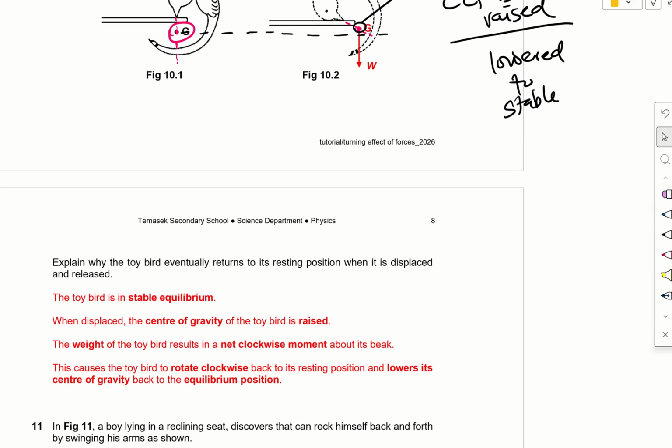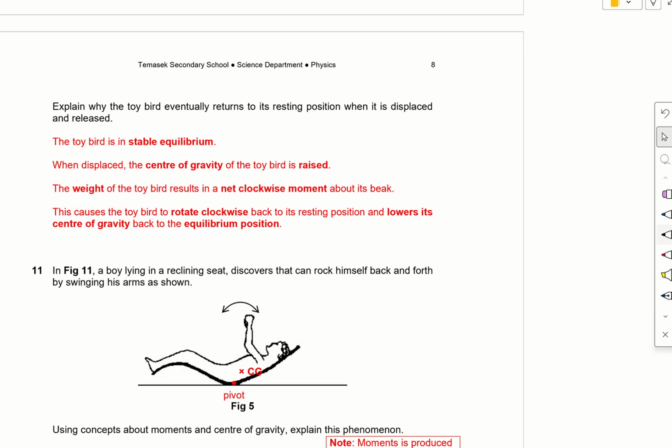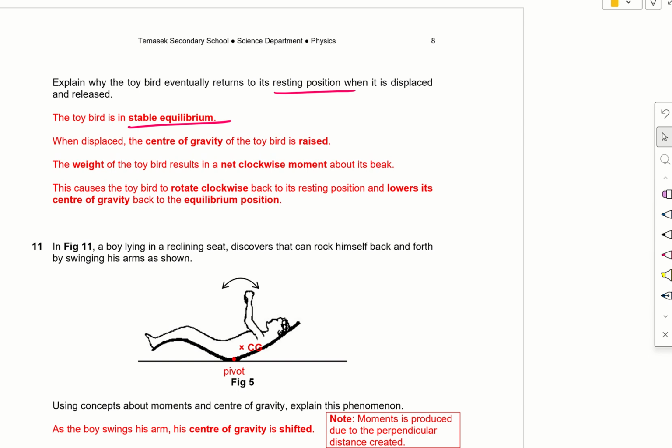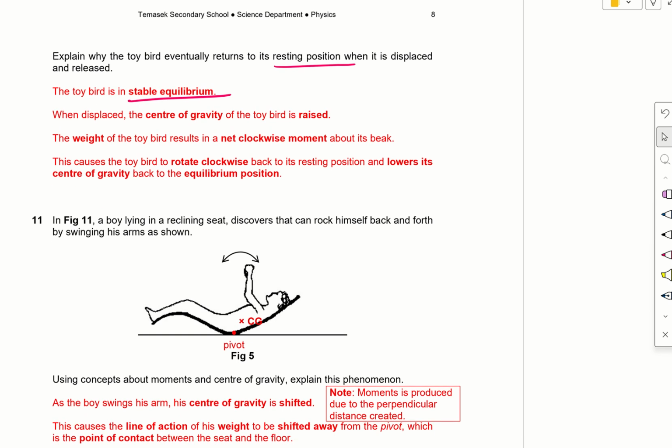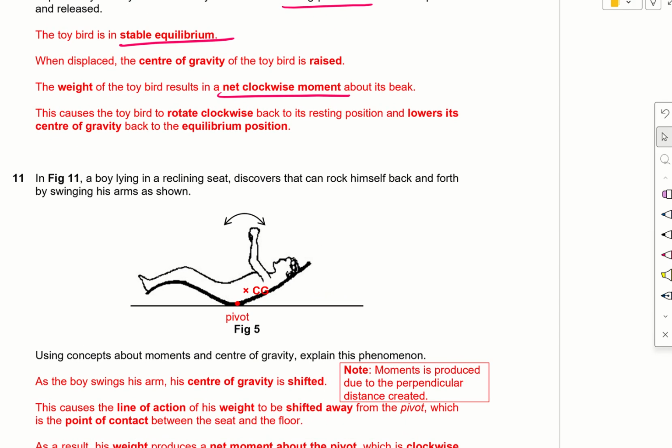So explain why the toy bird eventually returns to its resting position when it's displaced and released. The toy bird is in stable equilibrium, because they tell us that it will return to its resting position when displaced and released. So when displaced, the center of gravity of the toy bird is raised, as I've shown up there. The weight of the toy bird will result in a net clockwise moment. This one based on the context. Use the pen trick to help you determine whether it is clockwise or anti-clockwise. And this causes the bird to rotate clockwise and lowers the center of gravity back to equilibrium position.